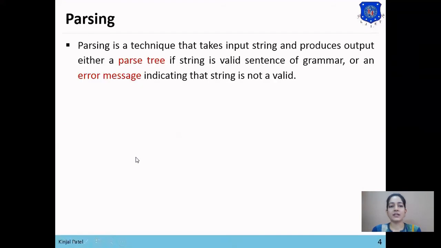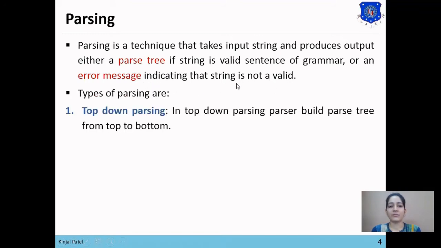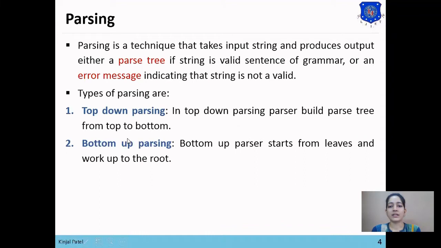First, what is parsing? Parsing is a technique that takes input string and produces output as a parse tree if the string is valid, and it generates an error message if the string is not valid. So there are two types of parsing. First one is top-down parsing. So top-down parsing parses the input string or generates the parse tree from top to bottom. Means it starts with the starting symbol and moves toward the input string. And bottom-up parser starts from leaves and works up to the root. Means it starts from the input string and moves toward the starting symbol.